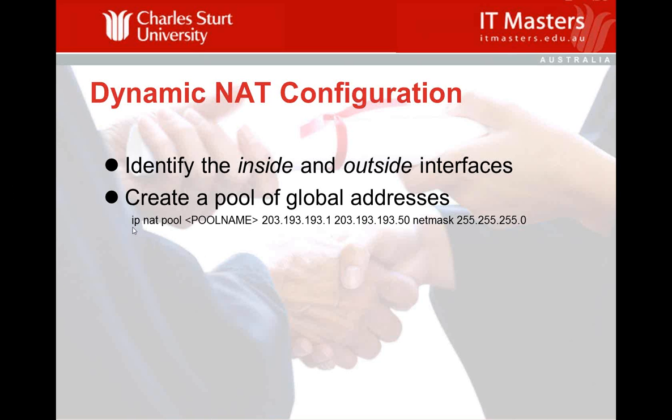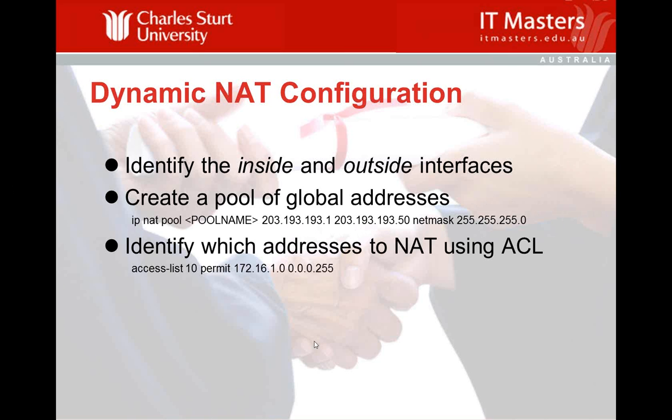So in this case the syntax is IP NAT pool, pool name, starting address 203.193.193.1, finishing address 203.193.193.50. So that means that it will use .1 to .50 inclusively in that particular pool for your natting. And then you use a net mask, just put the mask on the end of it. If you don't put a net mask in, if you just hit enter, it will use the classful net mask.